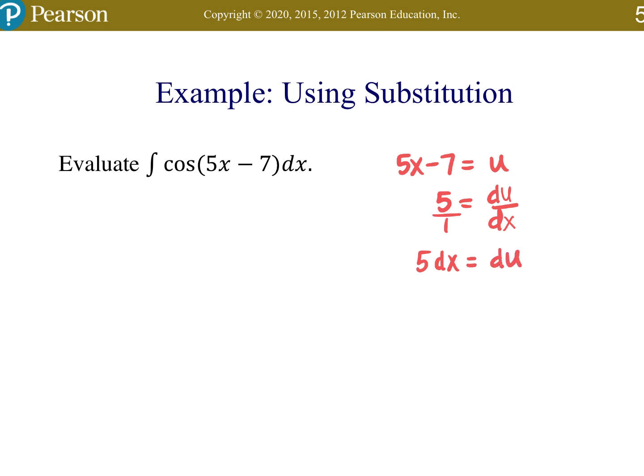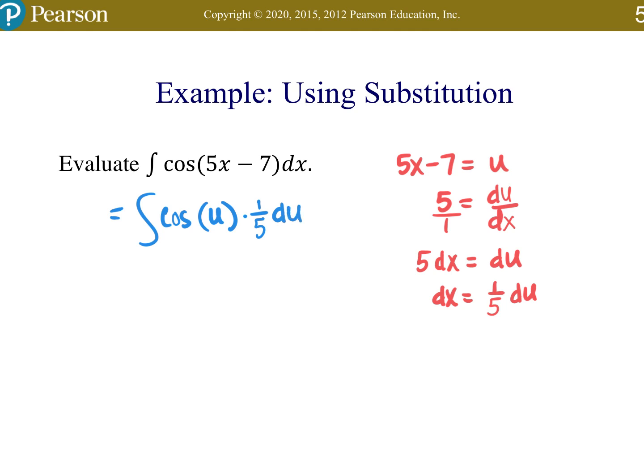But I need to have dx by itself. And so I just manipulate this to have dx be 1/5 of du, or dividing by 5 or multiplying by the fraction. This is the pre-work that you do before you go back to the original problem. All right, then we go back to the original problem. And in the parentheses, we're replacing 5x minus 7 with u. And we're replacing dx with 1/5 of du.